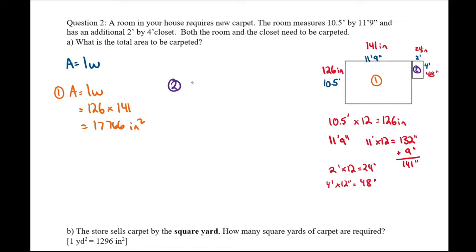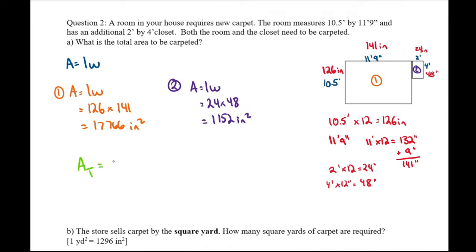For the second one, again, area equals length times width. In this case, 24 times 48. And I get 1,152 inches squared. In the end, I need to add up all of my areas together.